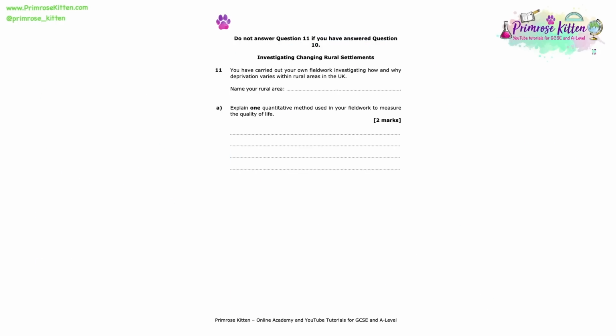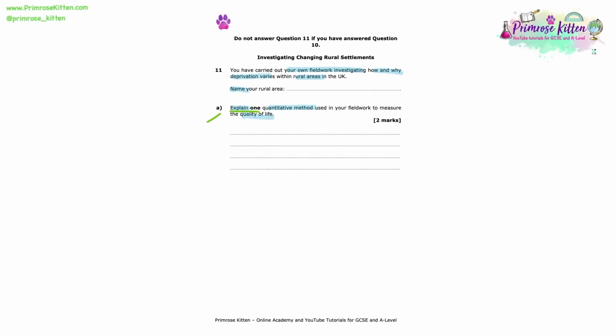Question 11. You have carried out your own fieldwork investigating how and why deprivation varies within rural areas in the UK. First of all, you need to name your rural area. Part A. Explain one quantitative method used in your fieldwork to measure the quality of life for 2 marks.